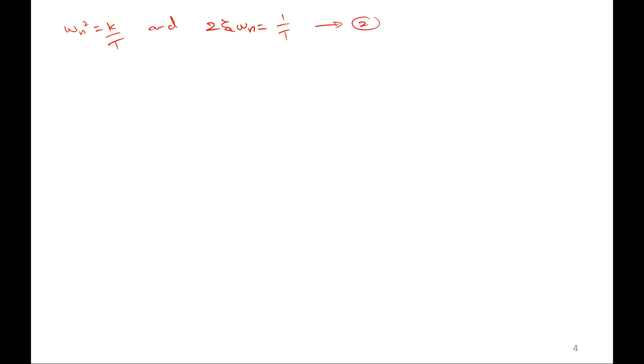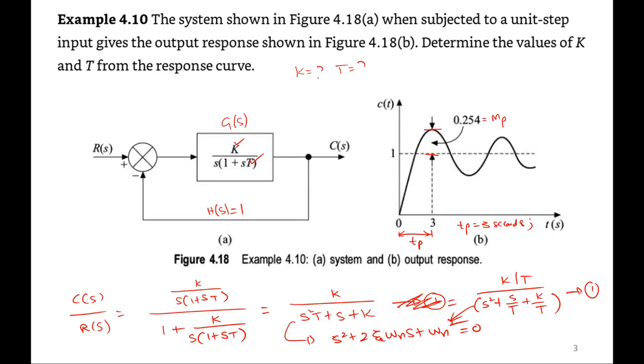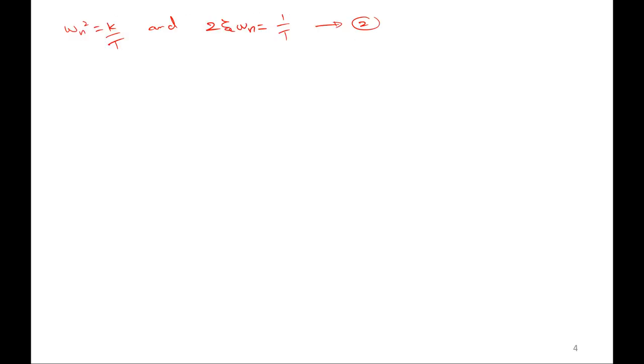We'll make use of the other equations along with these two for omega n square and 2 zeta omega n. Then we will make use of the given data: Mp, the peak overshoot, is 0.254, and Tp is 3 seconds.